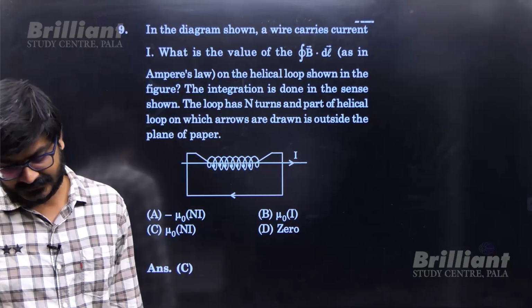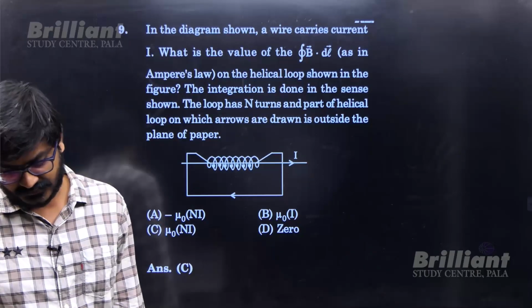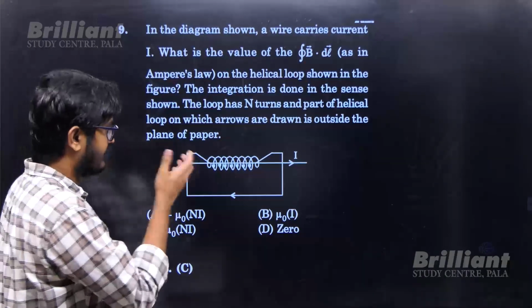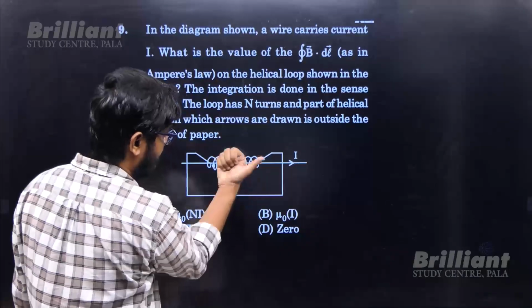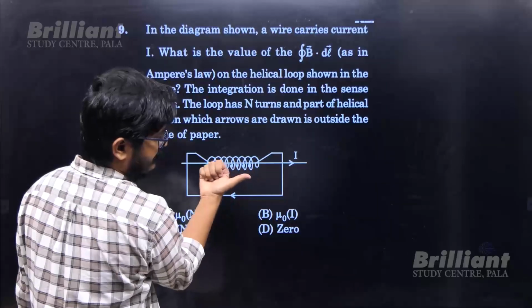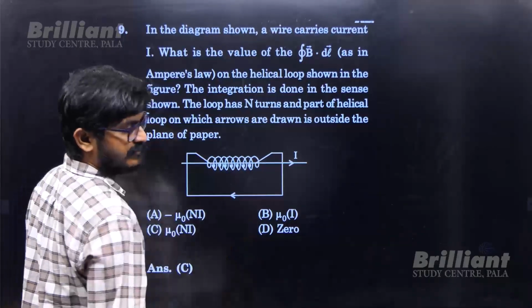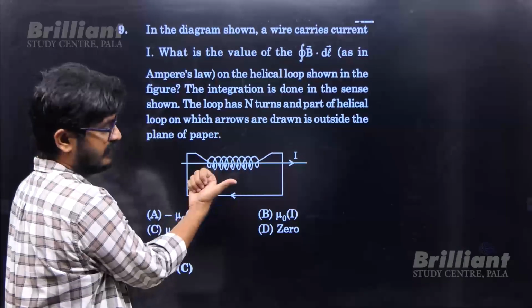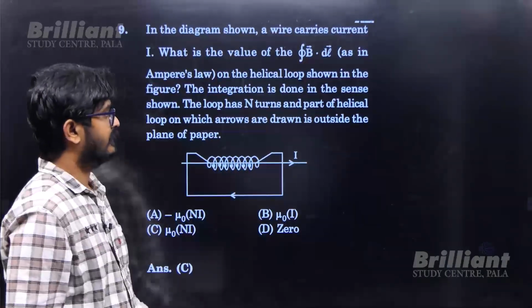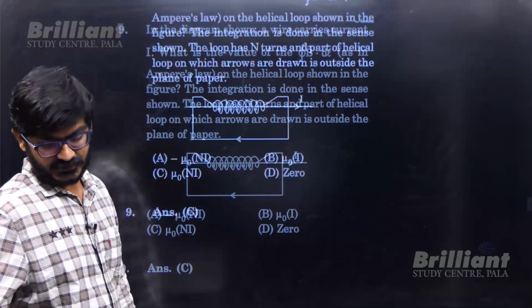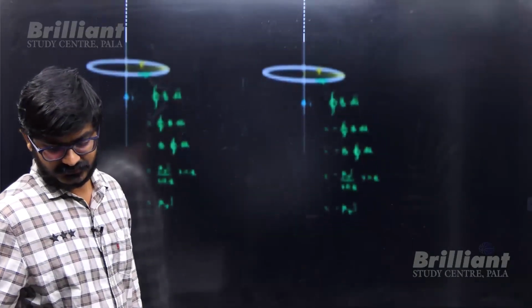The loop has n turns, and part of the helical loop on which arrows are drawn is in and outside the paper. Now you understood that when you do integral B dot dl, when you are curling, the thumb is pointing in the direction of current. So the integral will turn out to be positive. Now for 1 turn it is mu naught I, for n turns it will be n times mu naught I, right? So that you must have seen earlier.